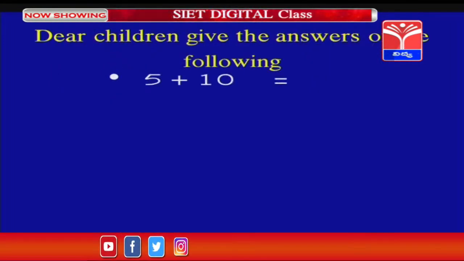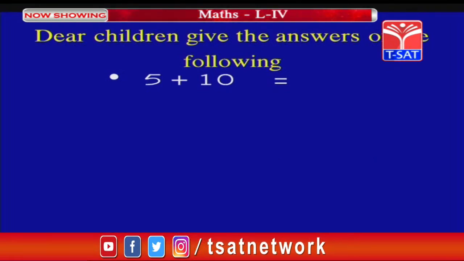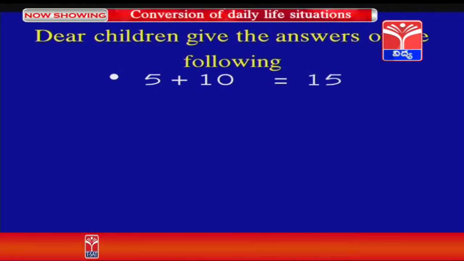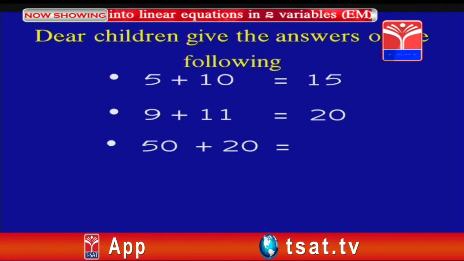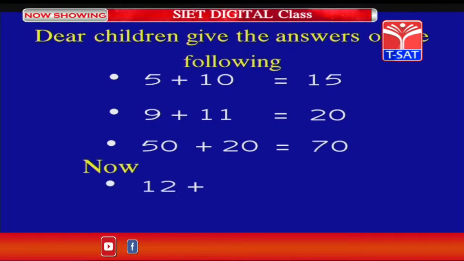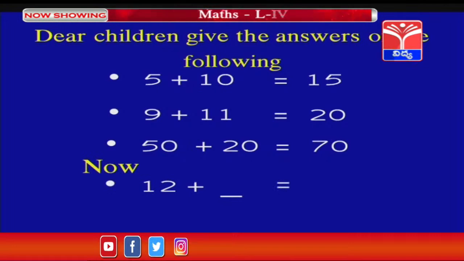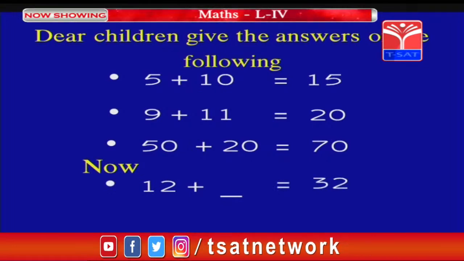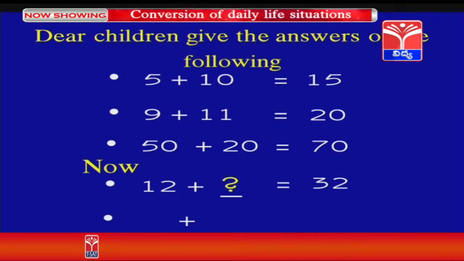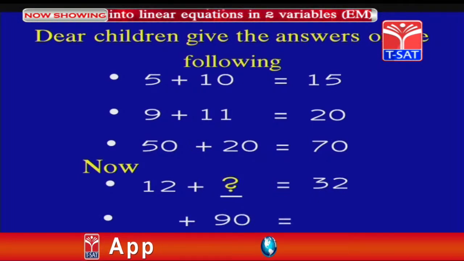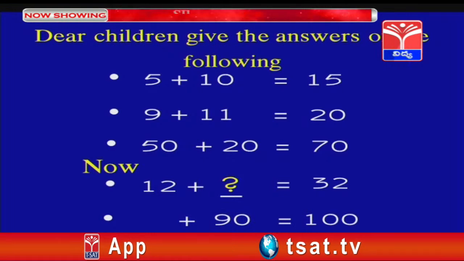Dear children, give the answers of the following. 5 plus 10 is equal to how much? Very good, 15. 9 plus 11, 20. 50 plus 20 is equal to 70. Now, 12 plus dash is equal to 32. Can you guess the answer? One more thing, dash plus 90 is equal to 100.